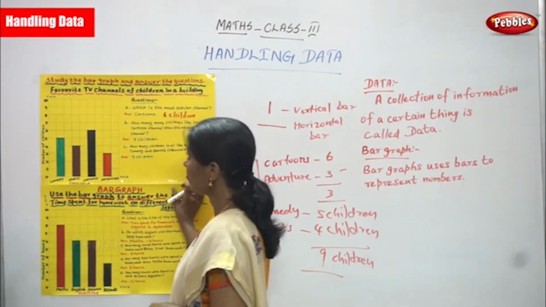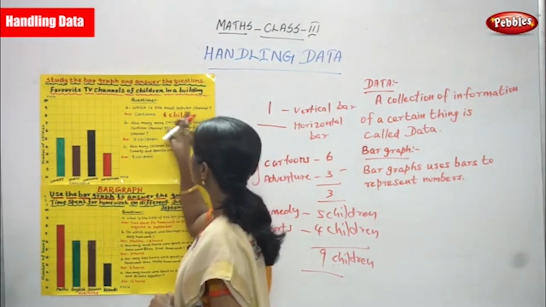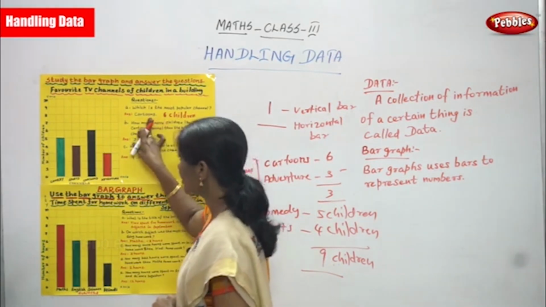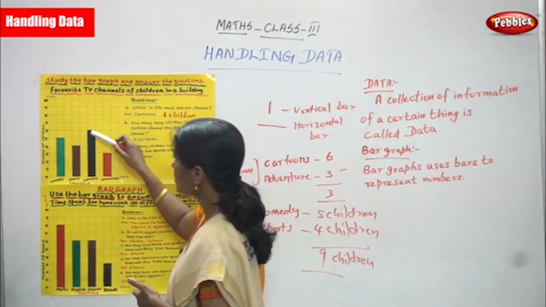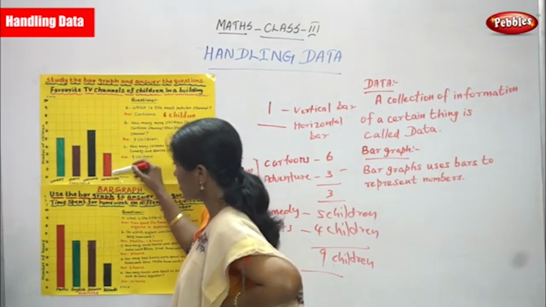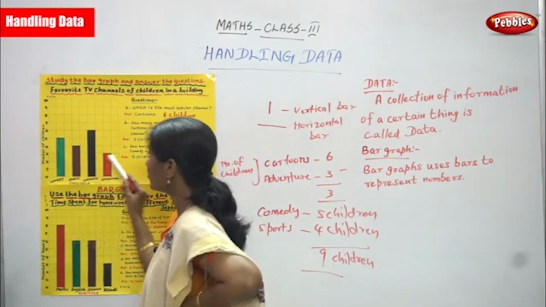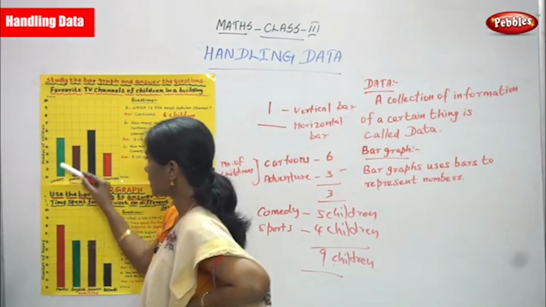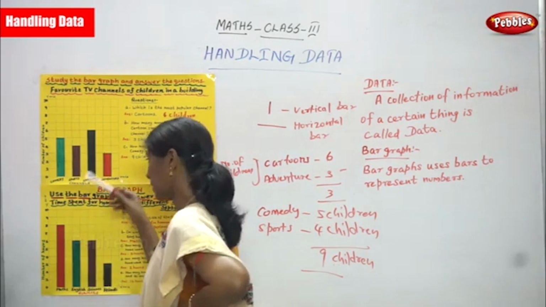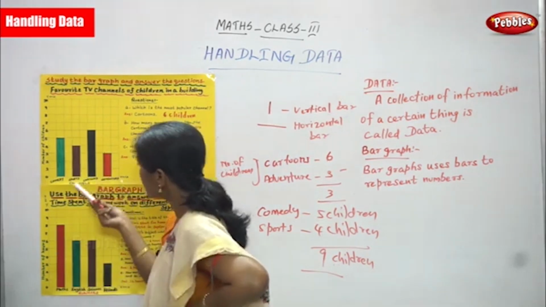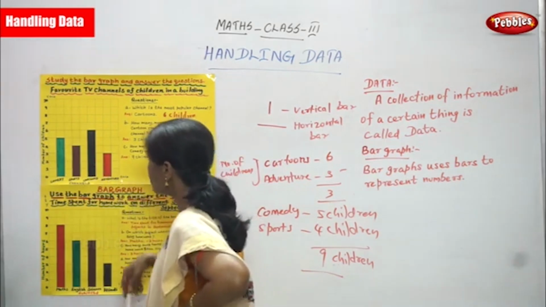First question, you understand very clearly. The most popular channel is the cartoon channel, because this vertical bar is the highest bar. I just want to show the difference of the bars, that is the only thing, and I have given different colors. Comedy channel I gave green color. Sport channel I gave brown color. Cartoon channel I gave black color. Adventure channel I gave red color.